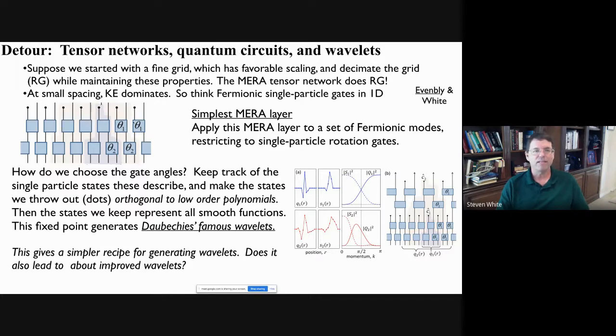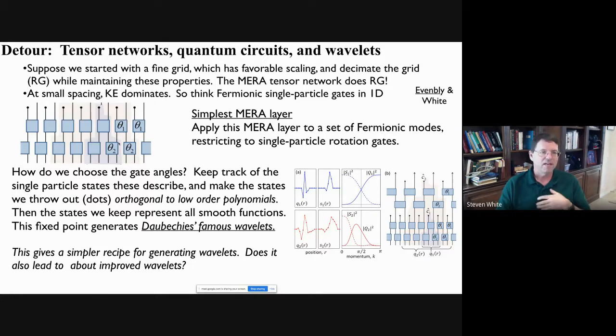Okay, and we can think about this just in terms of the fermionic modes, no interaction, so that it reduces down to something simple. We can think of it just in terms of what it does to the basis that we're working in. Okay, so if we were going to use this as an RG, how would we choose the gate angles? Well, you try to minimize the energy, but it's more productive to try to keep track of the states in terms of properties of what they're complete in.